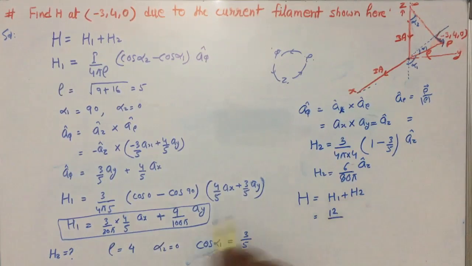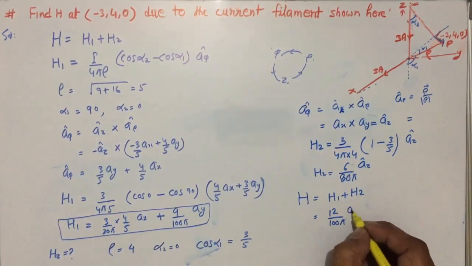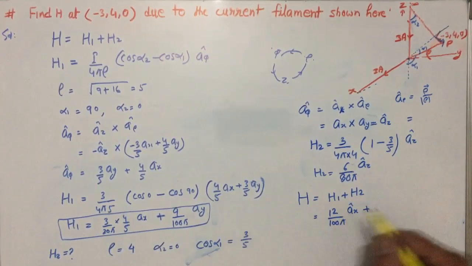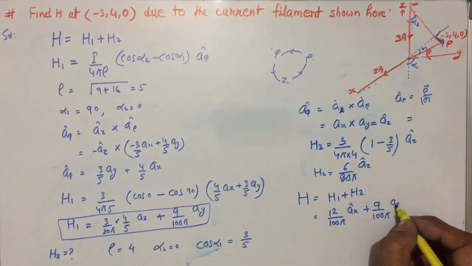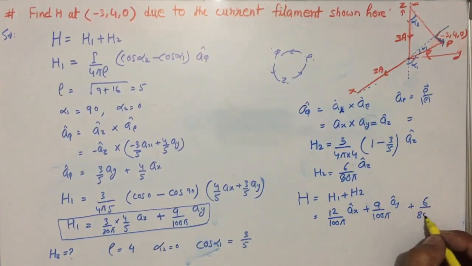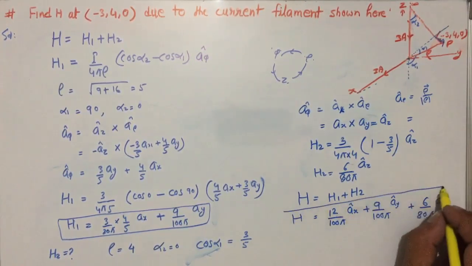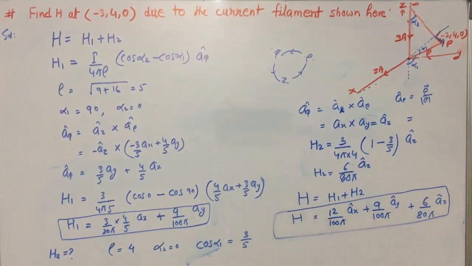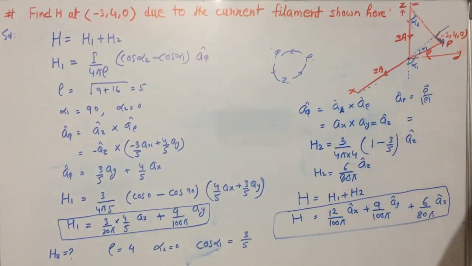Just I am writing, H1 will be 12 by 100 pi in the direction of ax plus 9 by 100 pi in the direction of ay, that is H1, and H2 will be 6 by 80 pi in the direction of az. Okay, this is the total magnetic field intensity due to this system at this point.